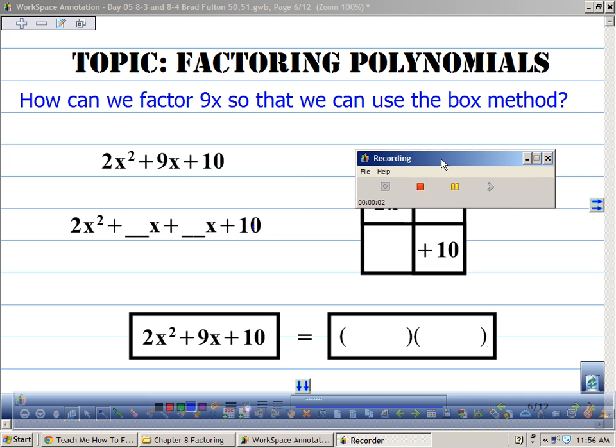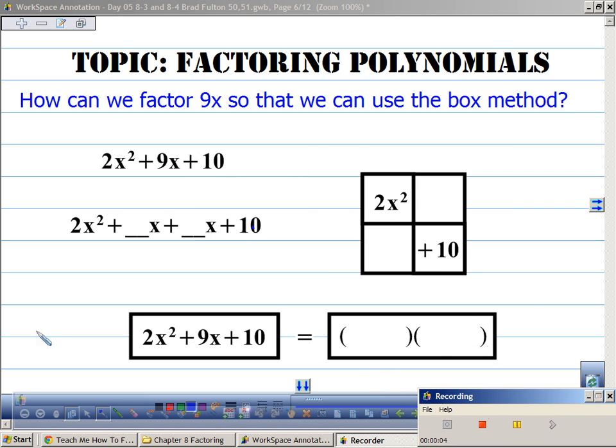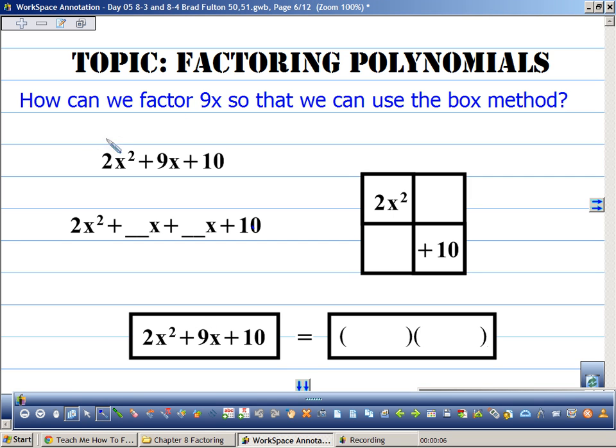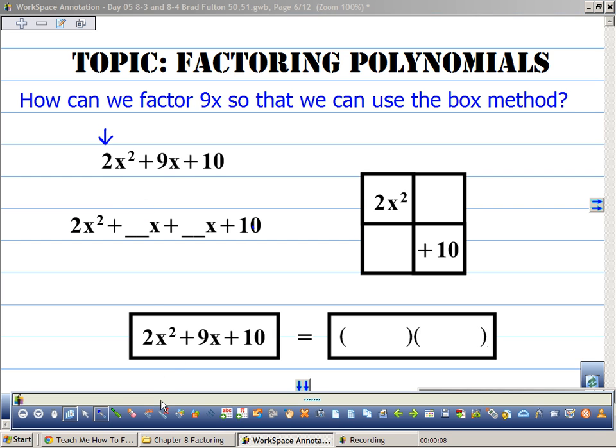Okay, so today we're going to further factor polynomials, only we're going to be looking at several different types, including a coefficient greater than 1. So take a second to write this down.